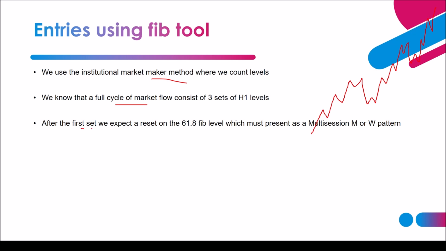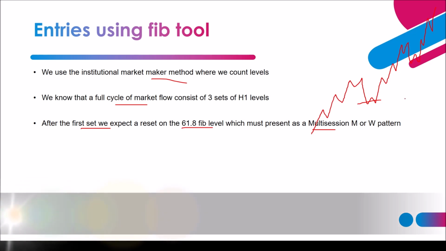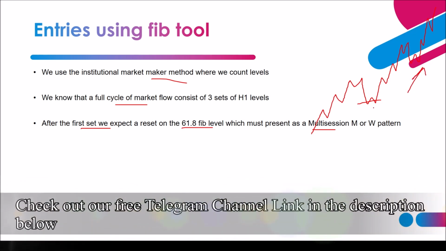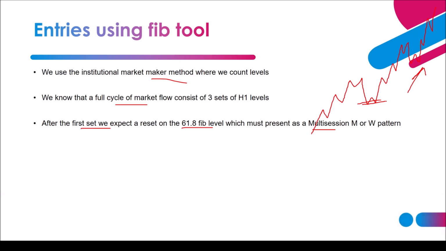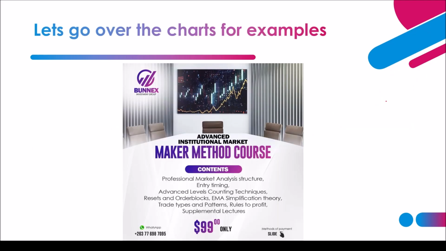And after the first set, we expect a reset. A reset is basically a restart of the cycle that will occur at the 61.8 Fibonacci retracement level, which must present as a multi-session M or W. So in this particular context, which is an upward context, we expect to see a multi-session W at 61.8. So let's now go over the charts to see real market examples for us to understand.